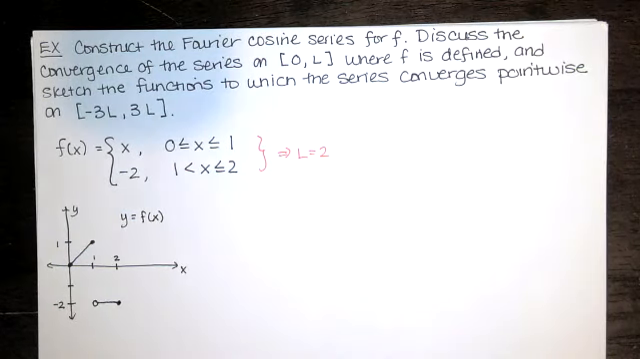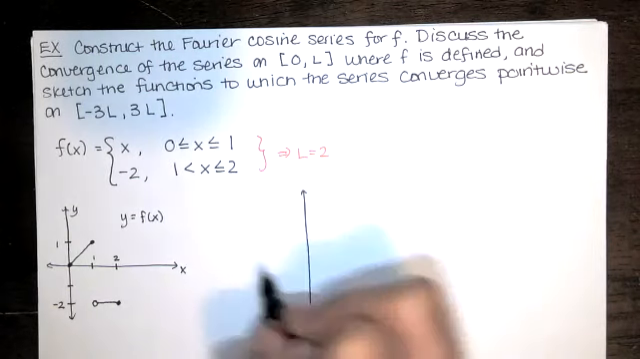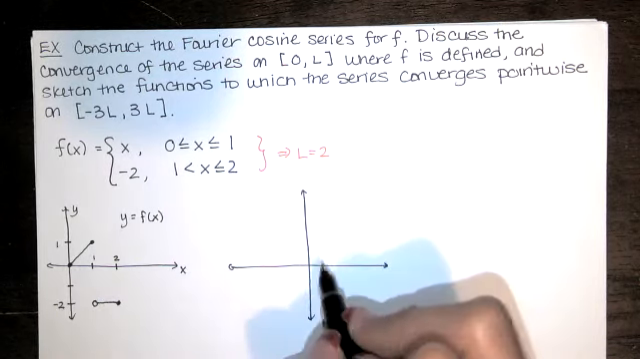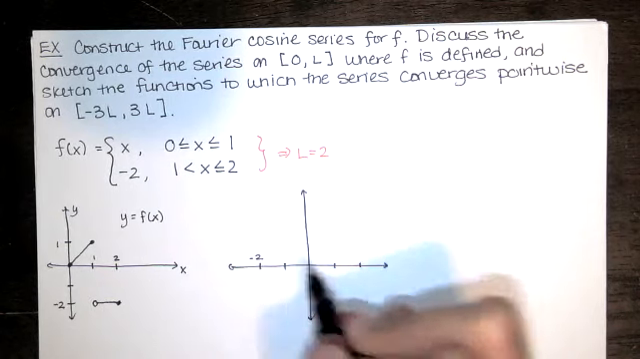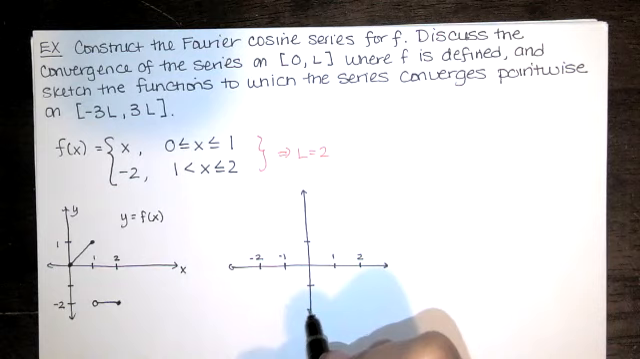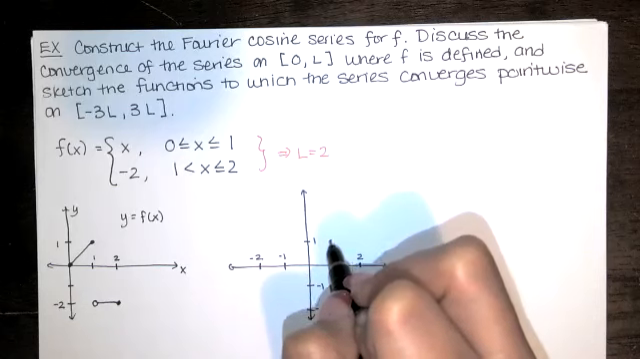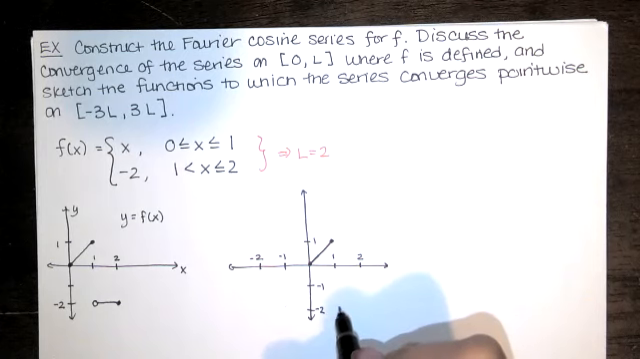Now, since we're interested in the cosine series, and cosine is an even function, we want to construct the even extension of f. Basically, we're taking this function on the interval from 0 to 2, and we're extending it to the interval from -2 to 2. So we're just going to use reflections to do that. On the interval from 0 to 1, we had this. On the interval from 1 to 2, we had this.